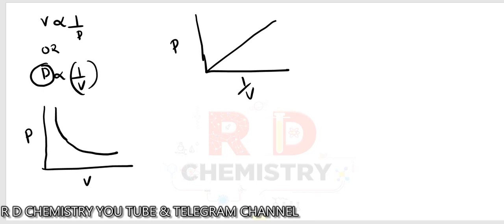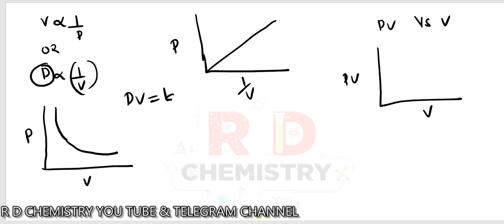Okay. Now I want to plot PV versus the volume term. Whatever the volume, PV is always a constant. Pressure into volume is always a constant. Same number, same value, so it is a straight line parallel to the x-axis.